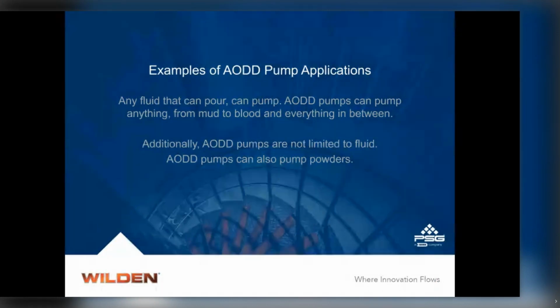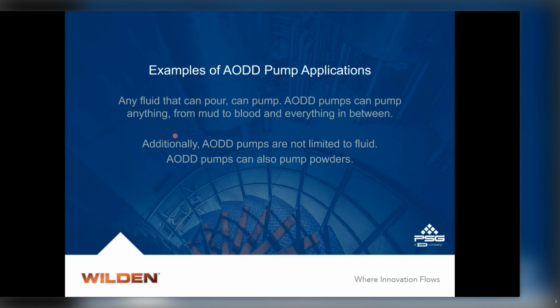Right, so now we're going to get into the examples of air-operated diaphragm pump applications. So basically, any fluid that can pour can be pumped, right? That's why people like the diaphragm pumps, is you can pump anything that's thinner than water, such as solvents, and anything that's up to 90% slurries. So what we say is anything from mud to blood and everything in between can be pumped with the diaphragm pump, right?